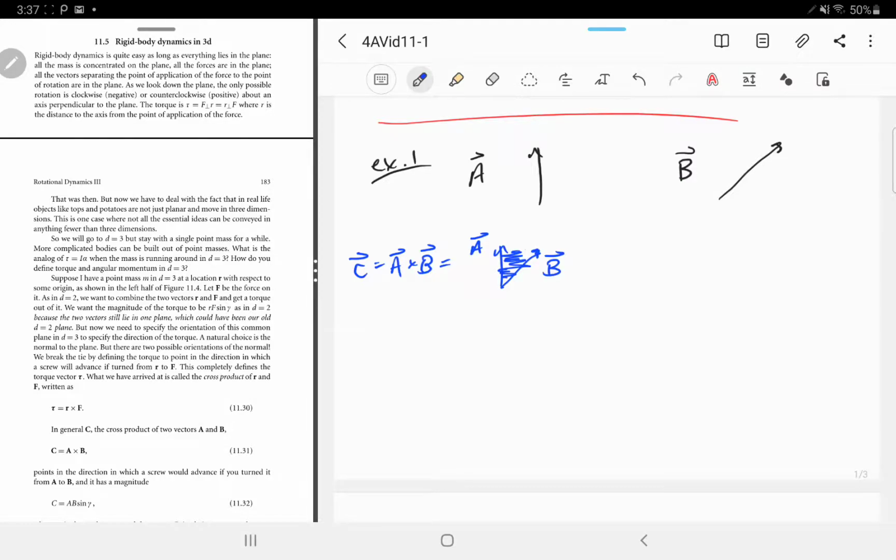So take your right hand, have your fingers pointing in the direction of A, and curl your fingers toward the direction of B. Which way is your thumb pointing? Is it pointing into the screen or is it pointing out of the screen? So you should get that you got into the screen. A cross B is into the screen. So C equals A cross B is into the screen.